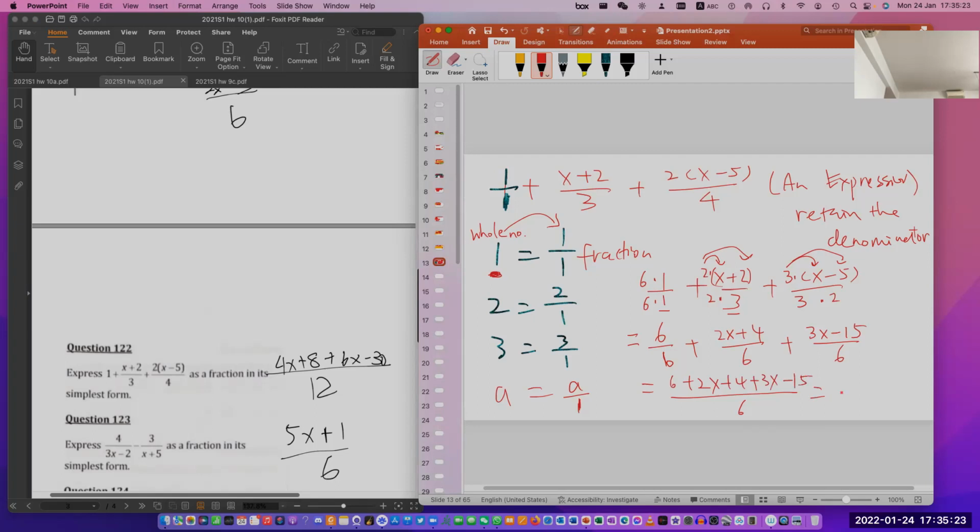So if you simplify it further, you get 6 and combine similar terms. I like to highlight the similar terms, so I get 5x above. And then 10 minus 15 is minus 5. So this is the answer. So you look at my answer and compare to your answer. Your answer is not right.